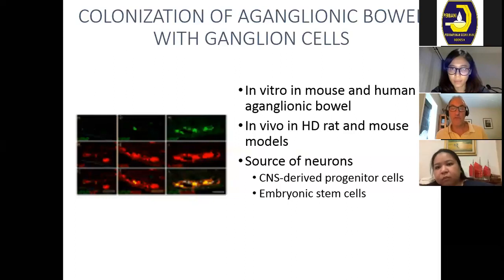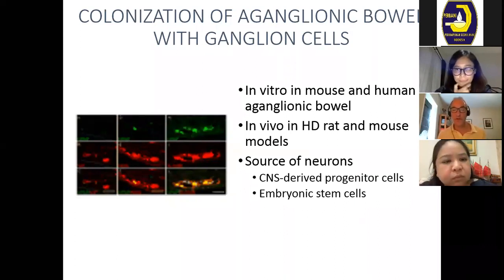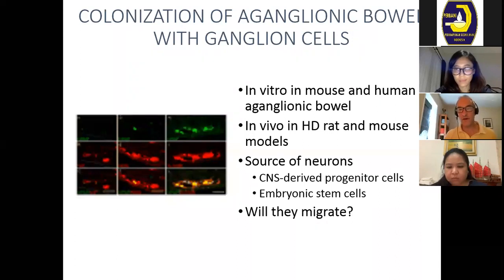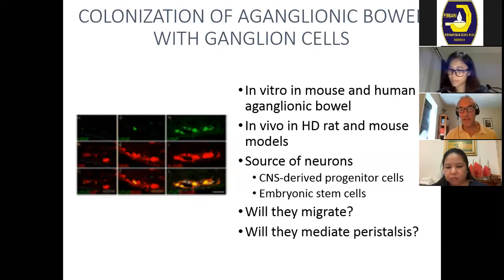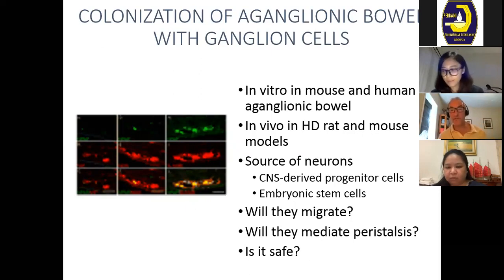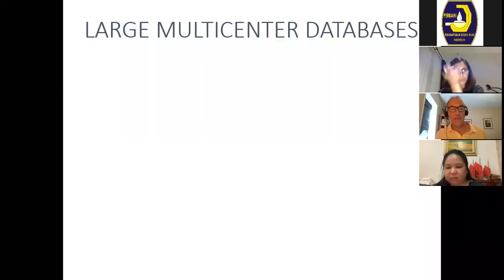It's unclear what's the best source for those nerve cells, whether it should be progenitor cells that are derived from the central nervous system, or whether embryonic stem cells are more effective. But what we're still not sure about is if you can colonize the bowel with these nerve cells, will they migrate in a normal way? Will they actually function and mediate peristalsis, which is what they're there for? And is it safe to use stem cells, just like with any other stem cell research? Is it safe? And I would also add, is this better than the surgery that we already offer? We do have lots of problems that we spent the last half hour talking about after surgery, but is this going to be a better way of managing it? So there's lots of research being done, and that's something that you can watch with interest, especially the younger members of your association. The other thing is large multi-center databases.